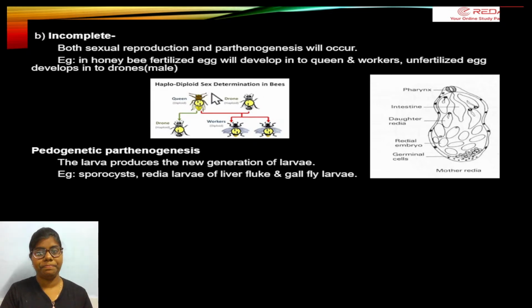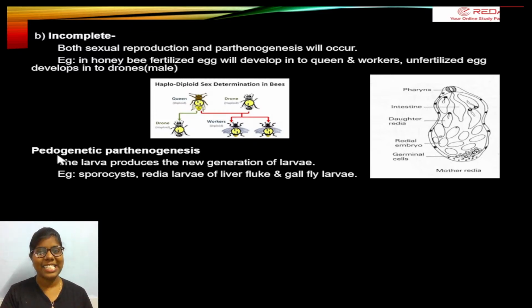Example, honeybee. When you take a honeybee, if the egg gets fertilized, that is sexual reproduction, it will develop into a queen or workers. Okay, if it is an unfertilized egg, it will develop into a drone, that is male. So இங்க fertilization நடக்குது, parthenogenesis நடக்குது.